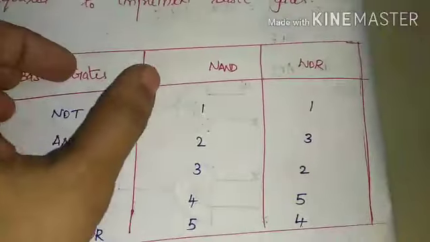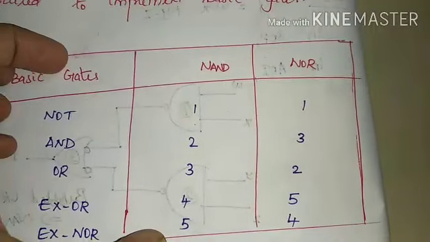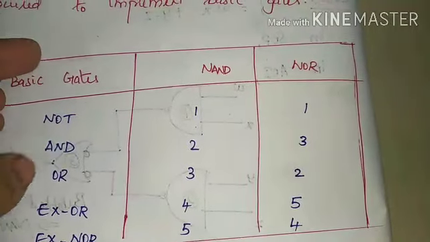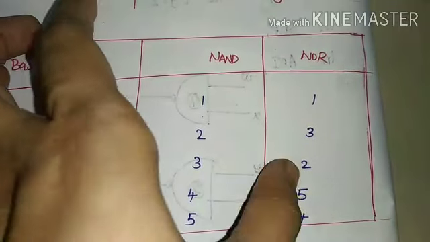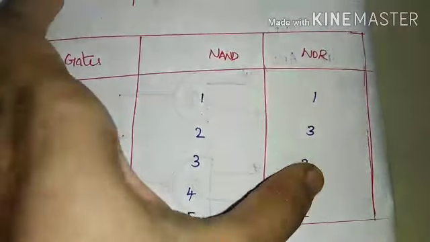See, this is in the order of 1, 2, 3, 4, 5. See, NOT, AND, OR, XOR, XNOR. Right? And this gets interchanged. 2, here 2 will come.